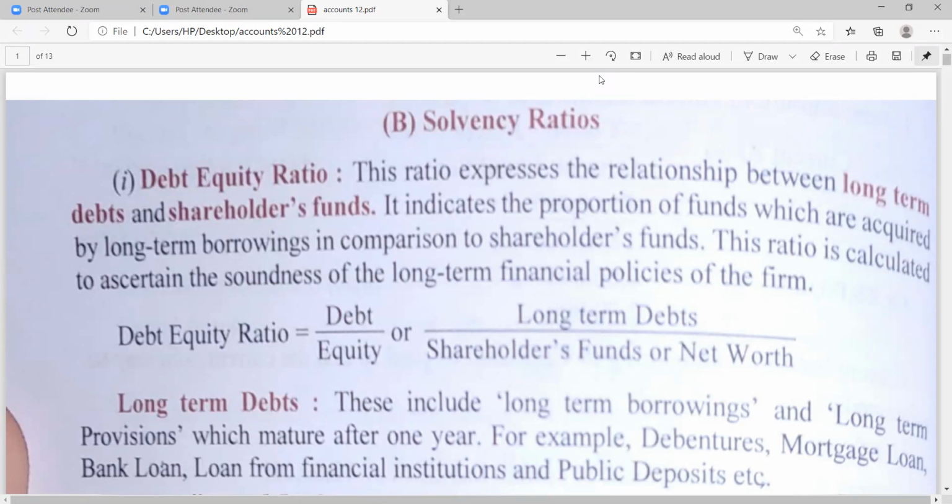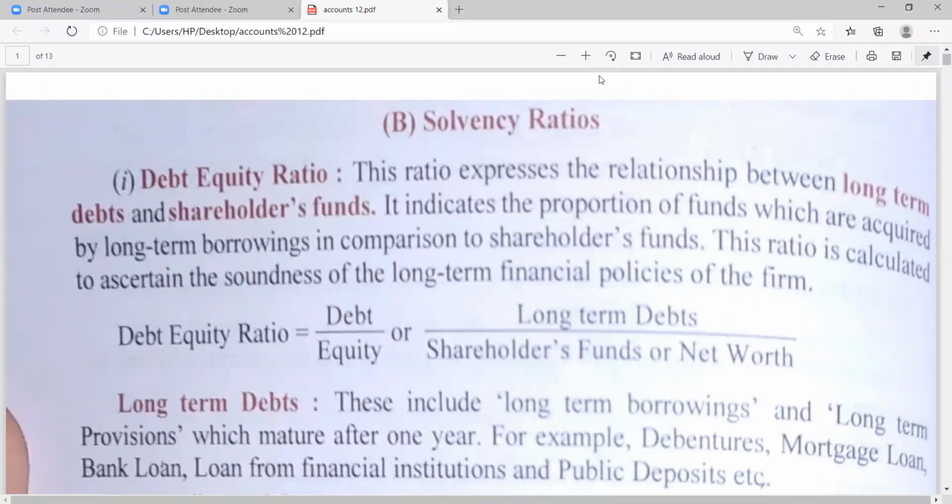Solvency ratio, the meaning has been discussed in the previous video: the ratio which shows the solvency position of a business enterprise is known as solvency ratio. Solvency means how capable and strong the business is to pay its borrowings. If any company has sufficient funds or a satisfactory financial position to pay its debt, then the firm is considered solvent. If it is not able to do so, then it is considered insolvent.